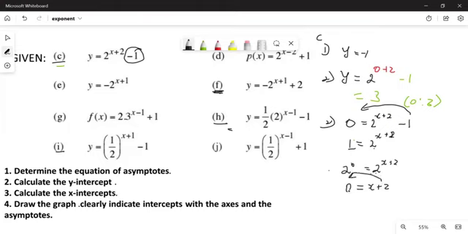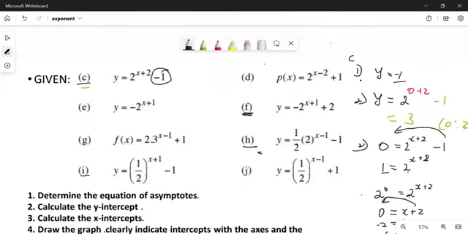Take this 2 to the other side again. If you take this 2 to the other side, what are you going to have? Minus 2, which is going to be equal to what? x. We're able to get the equation of the asymptote, which is y equals -1 again. And then we got the y-intercept, which is (0, 3). We got the x-intercept as -2.